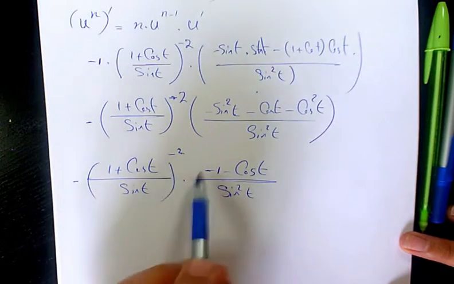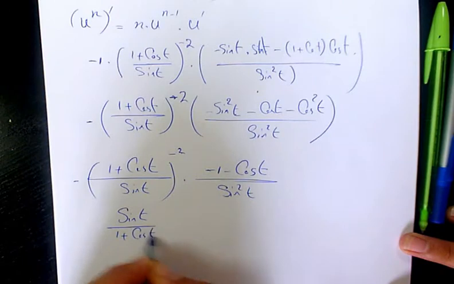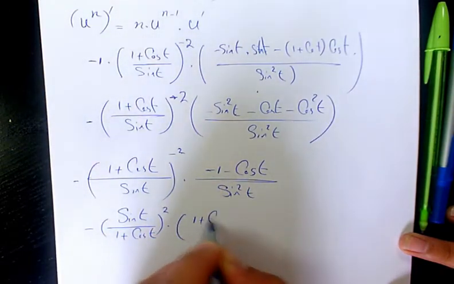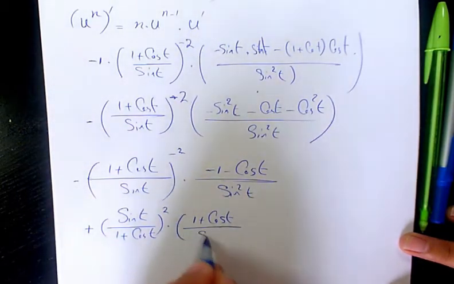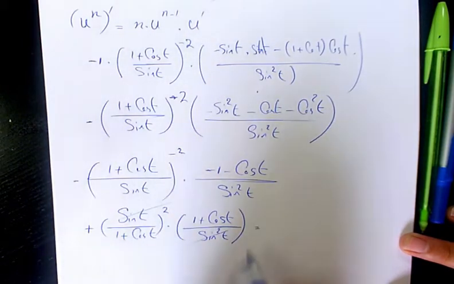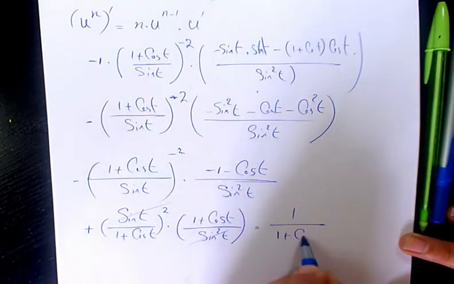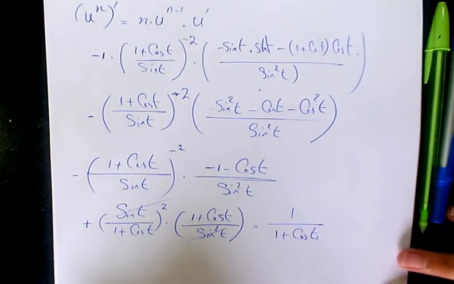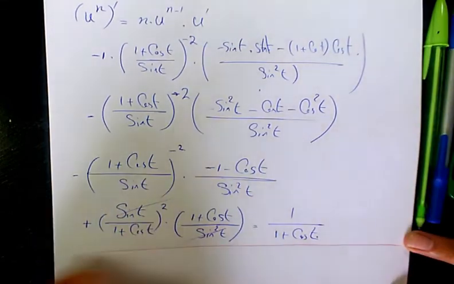When you have negative 2, we can flip it, so it's going to be sine t over 1 plus cosine t to the power of positive 2 times 1 plus cosine t. This negative and negative cancel out, it is going to be positive, over sine squared t. Now this and this cancel out, and this and one of them cancel out. It's going to be 1 over 1 plus cosine t. So that's going to be the answer. Now let me show you how to find it in another way.